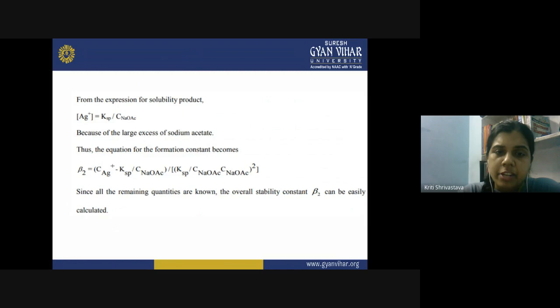Then from the expression for the solubility product, Ag plus is KSP upon C NaOAc. This would be the expression for the solubility product. Now because of the large excess of the sodium acetate, now the equation for the formation constant is what? Now you will replace all these values in the equation.